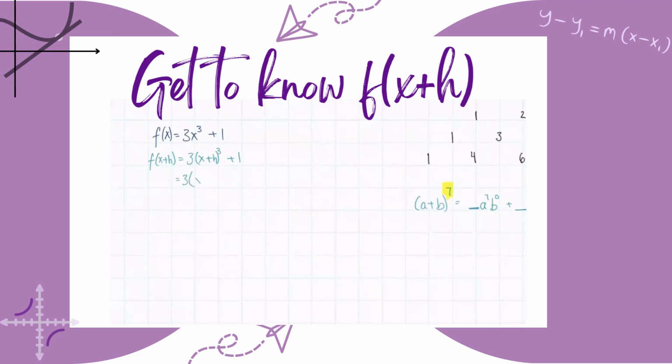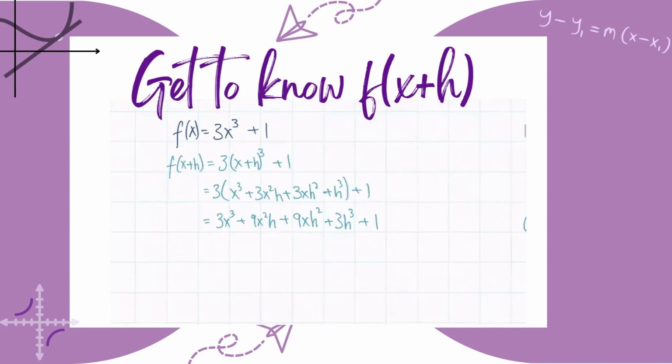So then this becomes 3x to the power of 3 plus 3x squared h plus 3xh squared plus h cubed, plus 1. When I simplify this, I get 3x cubed plus 9x squared h plus 9xh squared plus 3h cubed plus 1. I'm going to see if I could collect any like terms, but by the looks of it, there are no like terms for me to collect. So I'm just going to leave it like this over here.